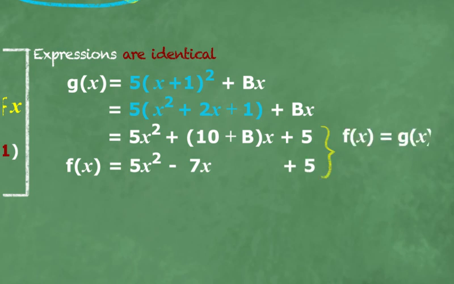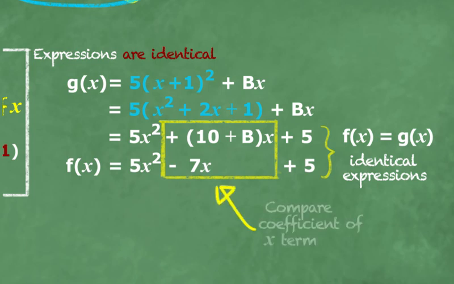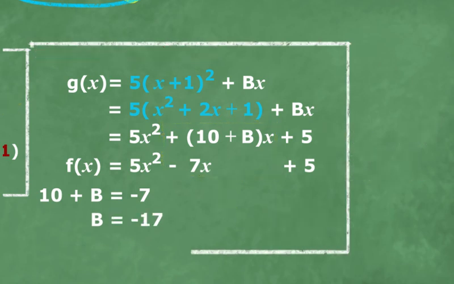Polynomials f and g are equal. So we can now compare g of x with f of x. Specifically, we compare the coefficient of the x term. Therefore, b is negative 17.